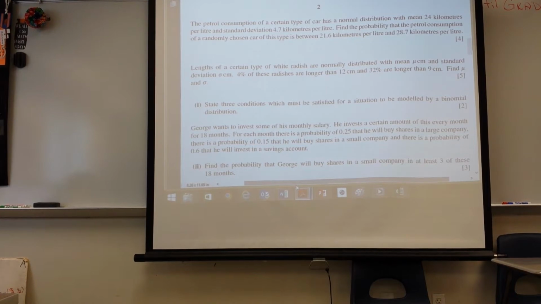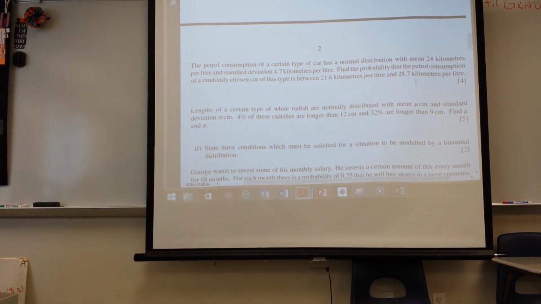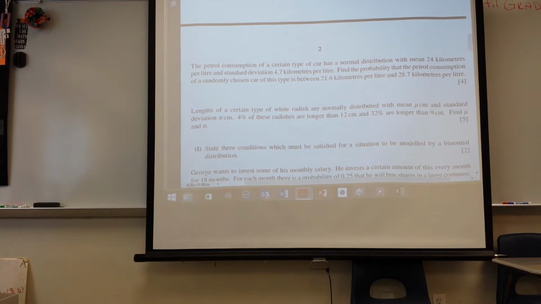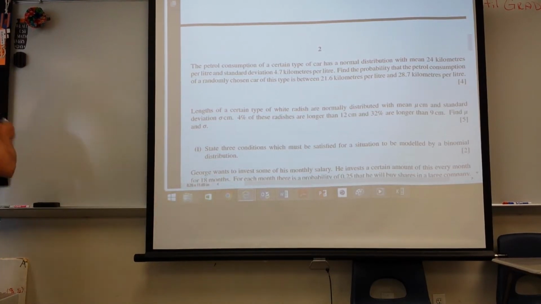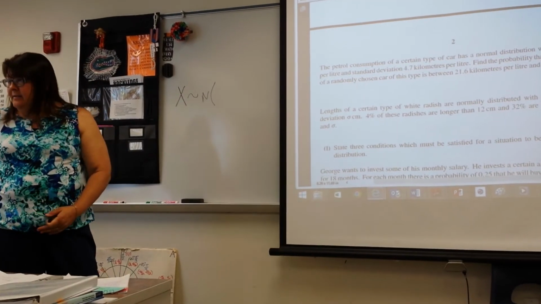The petrol, which means oil by the way, consumption of a certain type of car has a normal distribution. Okay, so what is the normal distribution? How do we set that up to make it so I know it's a normal distribution? It's X, squiggle N, and then in parentheses the mean and then the variance.